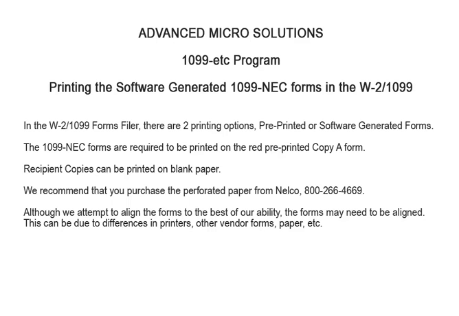1099 NEC recipient copies can be printed on blank paper. We recommend that you purchase the perforated blank paper from NEC. Their phone number is 800-266-4669. Although we attempt to align the forms to the best of our ability, the forms may need to be aligned. This can be due to differences in printers, other vendor forms, paper, etc.